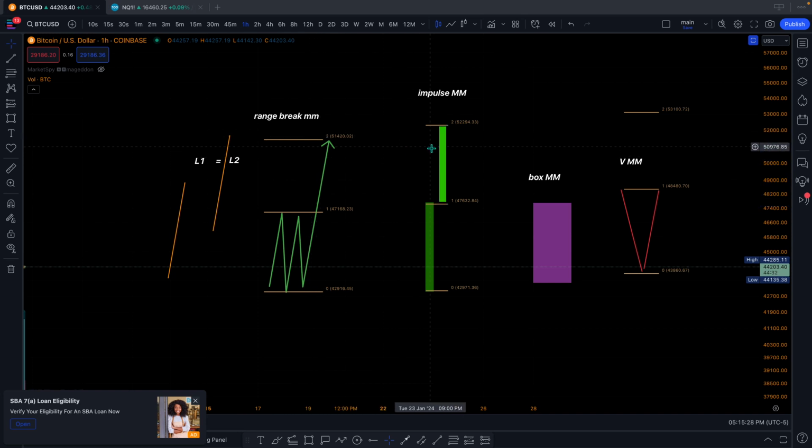Now our impulse measured move. This is extremely simple. When you see a big old candle, measure the low close to the high close and project up. That's it.